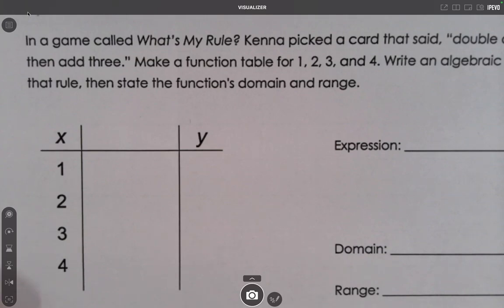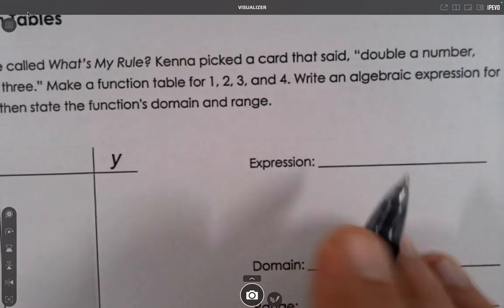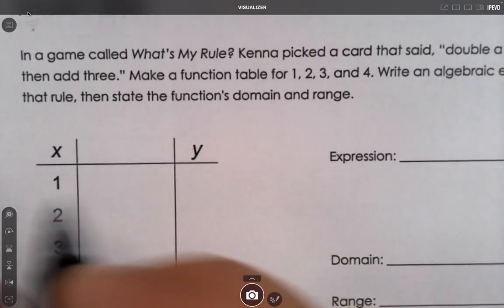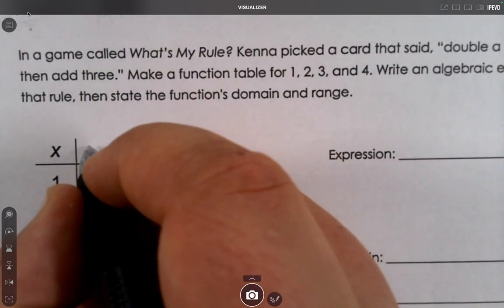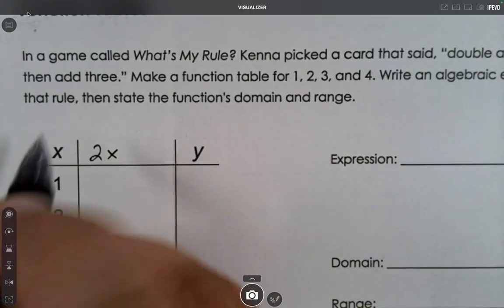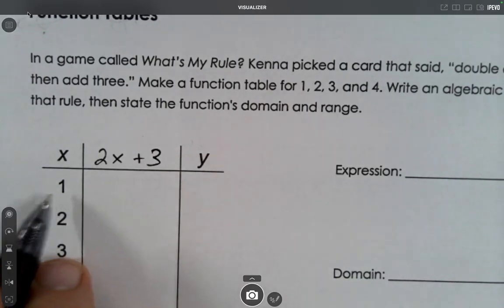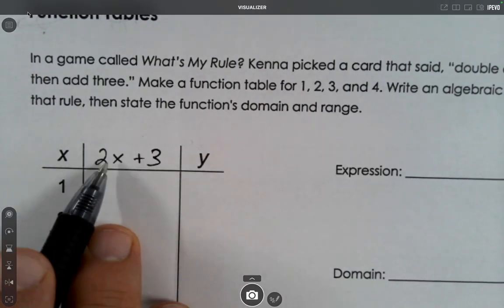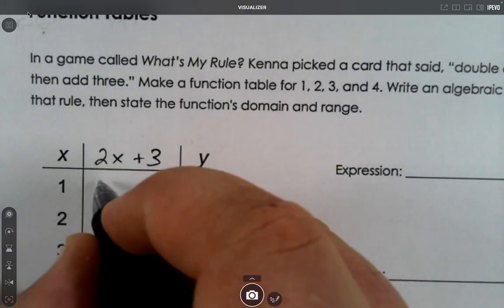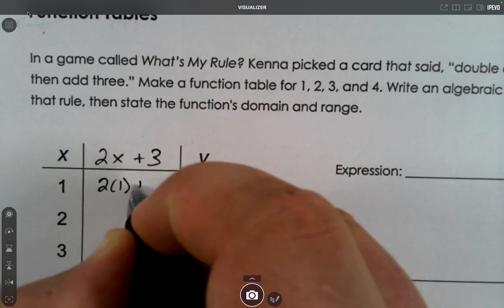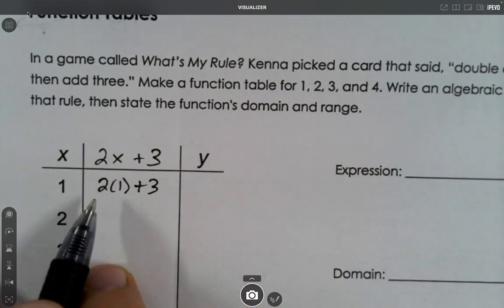So we'll start there. So let's look at what it says. The rule is double a number. So we need to multiply this number by 2, so 2 times x, then add 3. So whatever number we put in, we're supposed to double it, then add 3 to it. So we do 2 times 1 plus 3. 2 times 1 is 2. 2 plus 3 is 5.